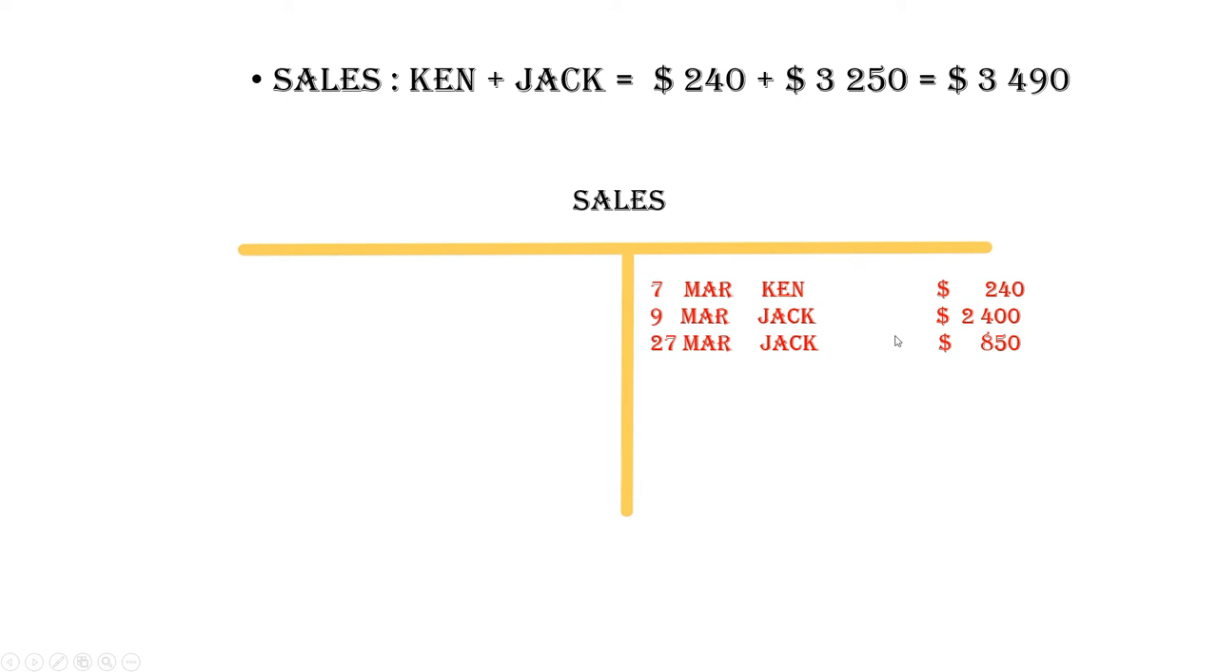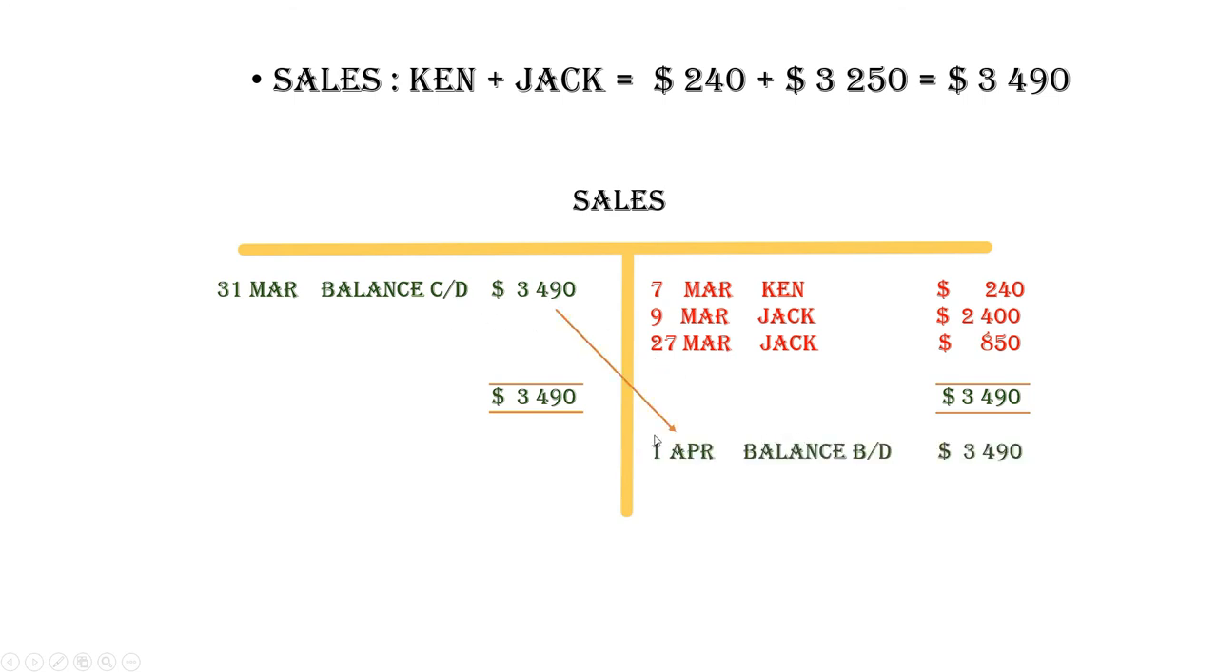Okay, so these are the amounts, and the total is going to be that, right? And the total on the other side should be the same. So because there's nothing, I'm just going to write balance CD. Now both sides same. Okay, I'm going to carry the balance CD to the next month, just like what we do. 31st March, 1st of April, next month. Just like what we did with the other accounts.